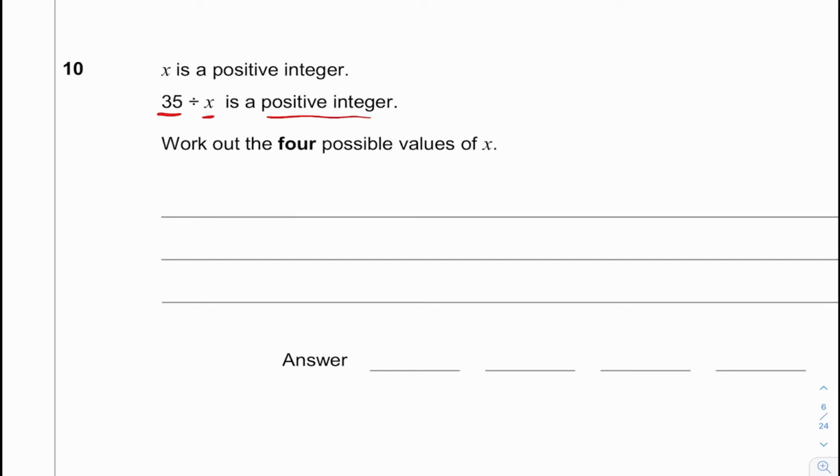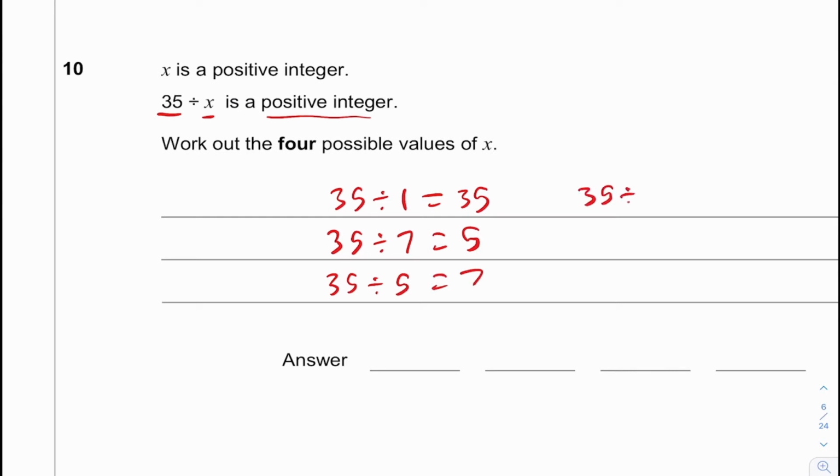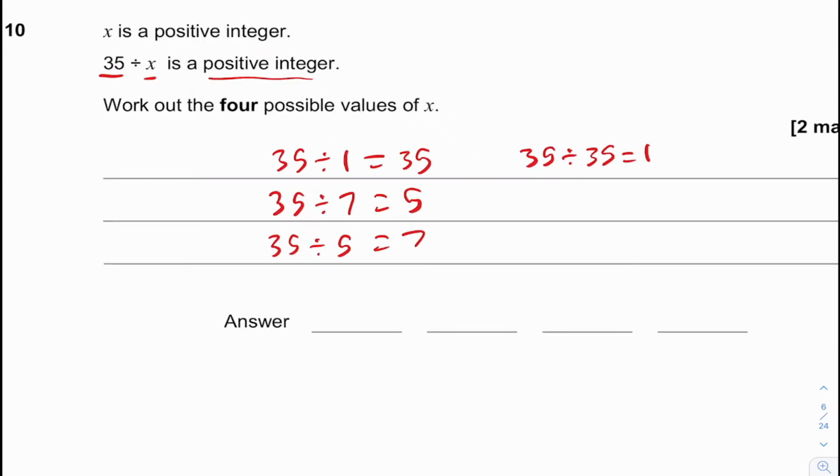So we can divide 35 by 1 to get 35, that works. We can divide 35 by 7, that also works. Likewise, we can divide 35 by 5 to get a 7, that works. And finally, we can divide 35 by itself, 35, to get 1. So therefore our 4 numbers are the ones we've divided by. So we've divided by 1, 7, 5 and 35. So these are the values for this question.